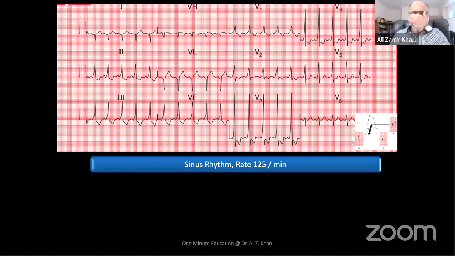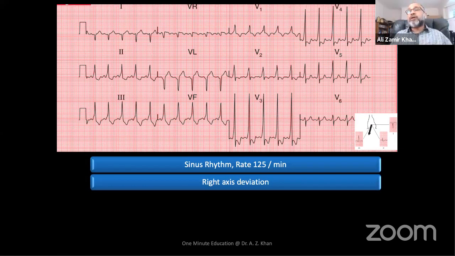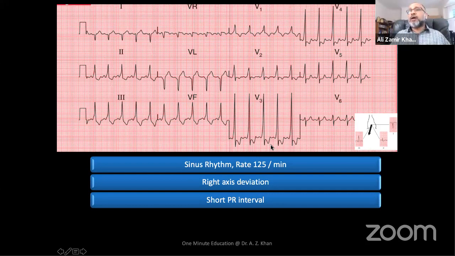So calculate the rate on the basis of the RR interval. There is a right axis deviation. I showed you yesterday how to calculate the right axis deviation. The PR interval is quite short, okay? Look here, you can't even make out the PR interval. This is a very classic ECG, okay? Because what you see here, look at this. This is the key thing.